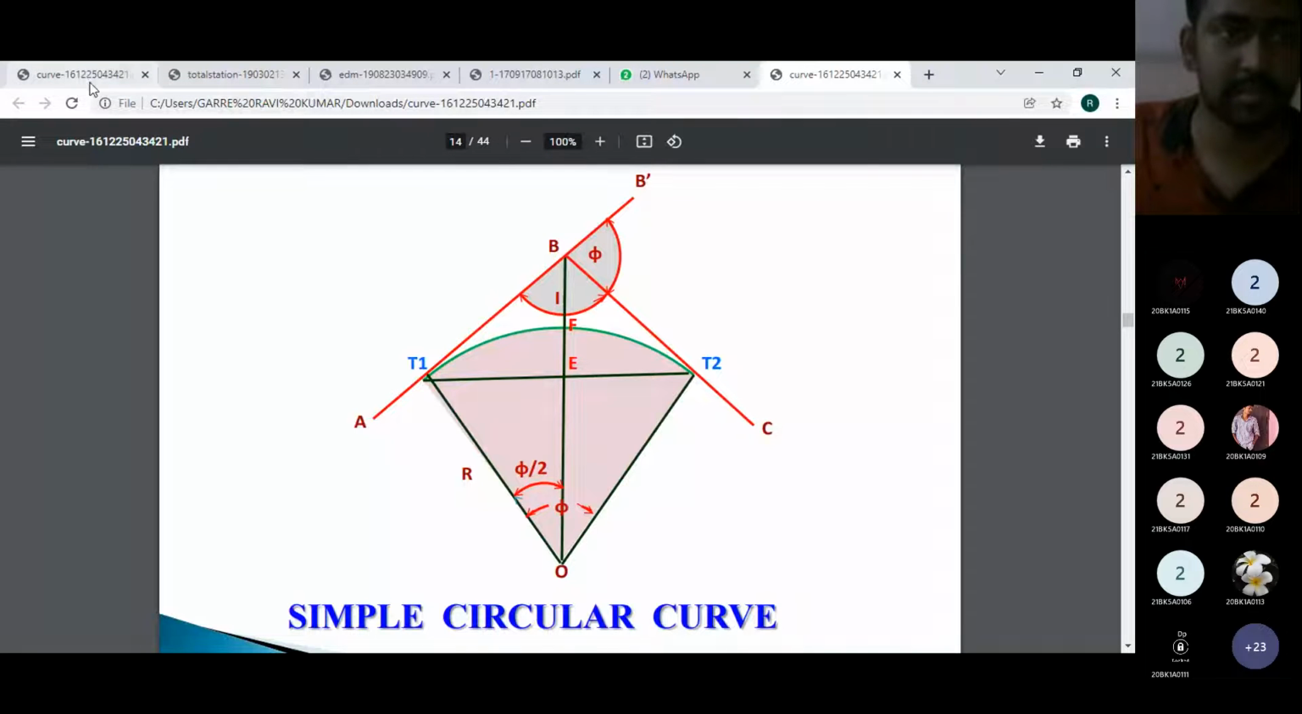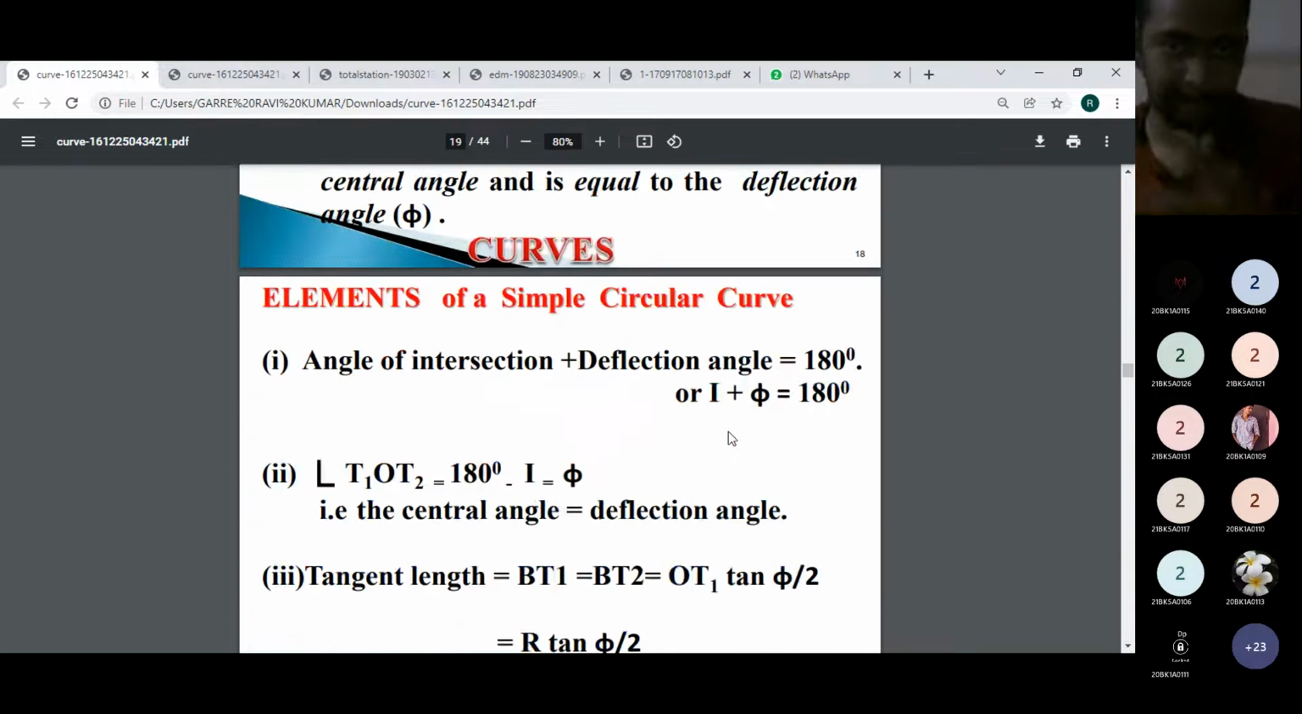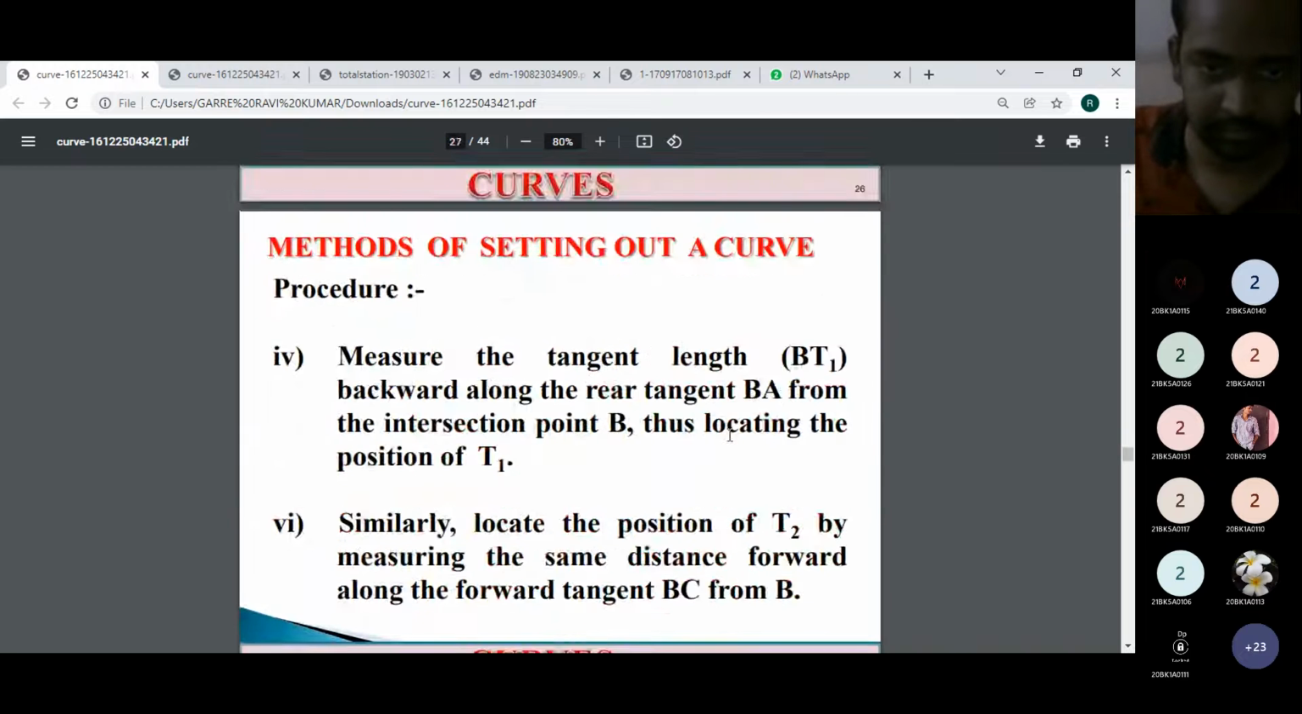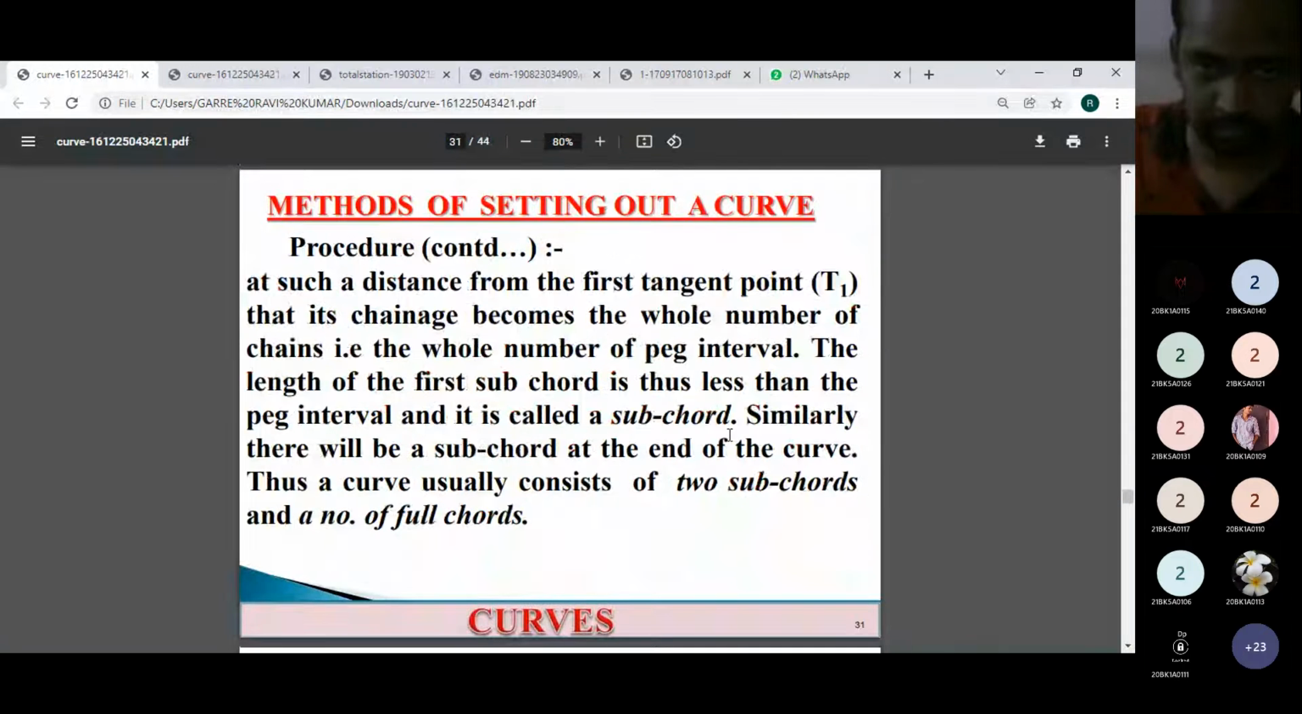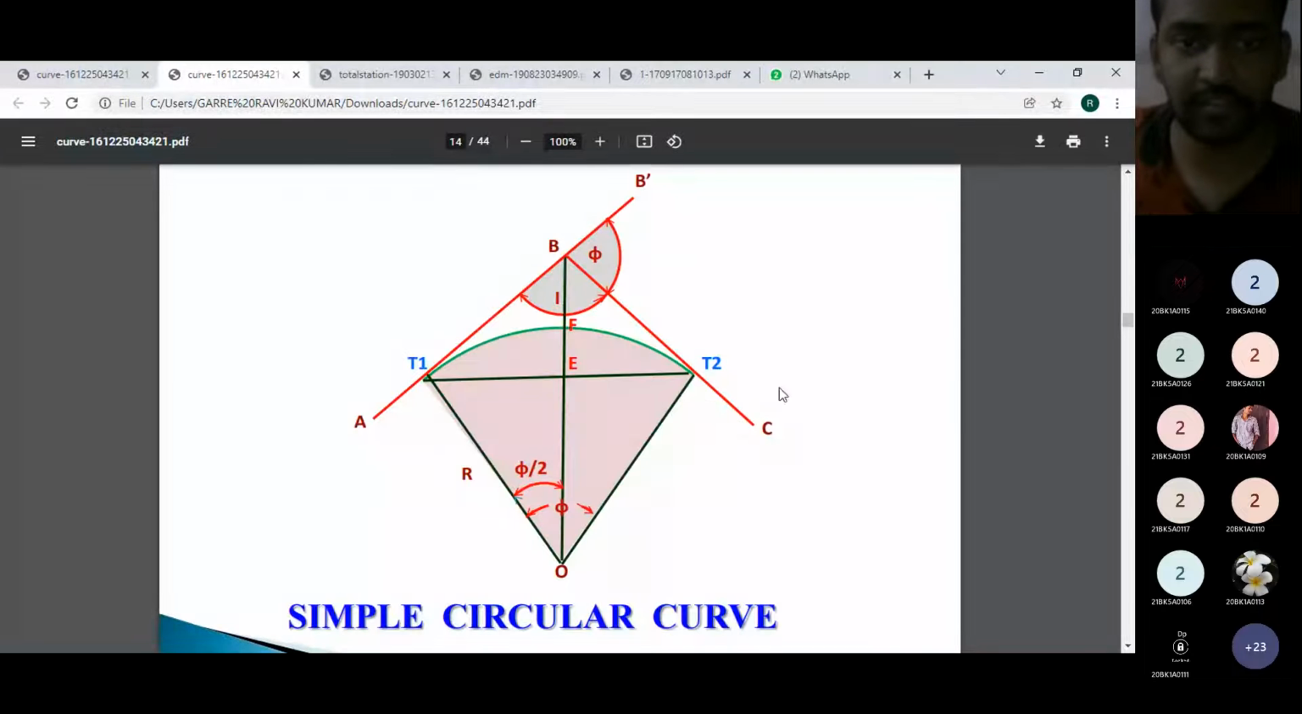This is the curve, a simple circular curve. First of all we have to fix the point B. AB is a line, BC is a line. The two directions will be there on the ground itself. So first of all we have to set up the point at B, and then the angle between the AB line and BC line will be the angle of intersection.